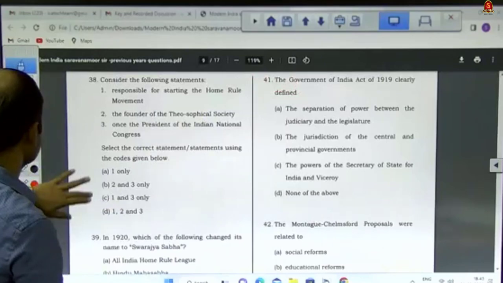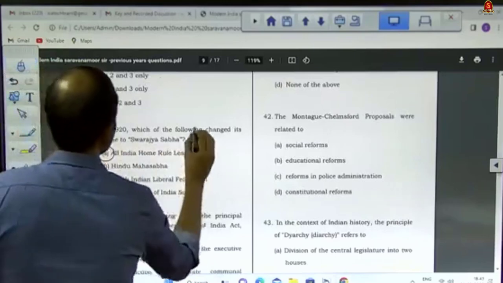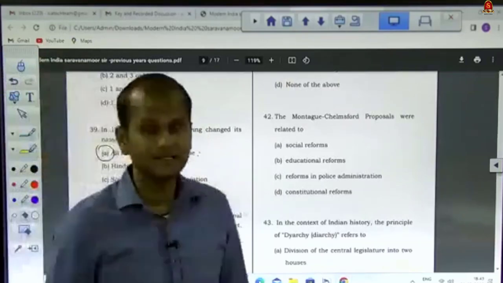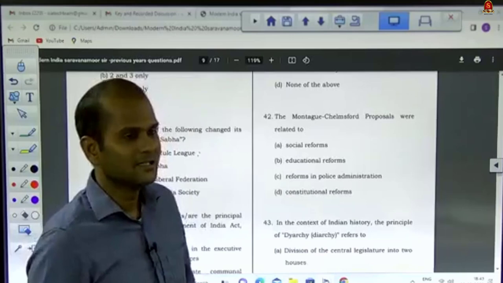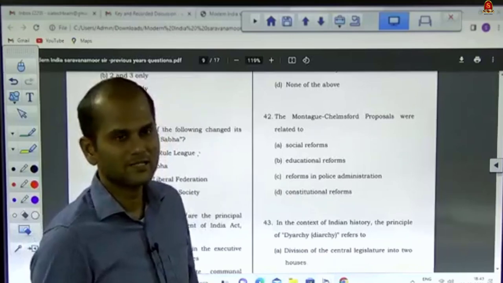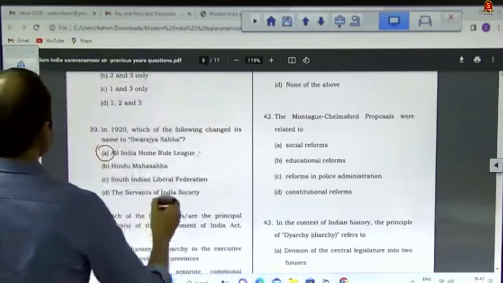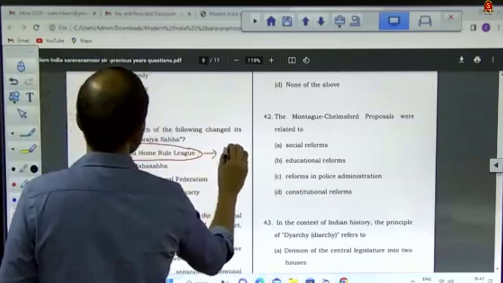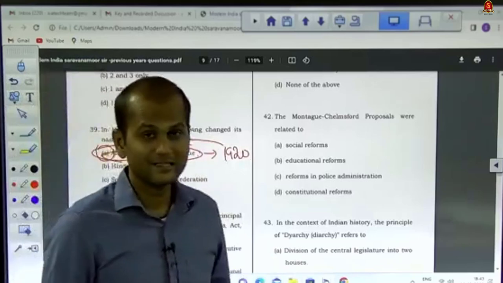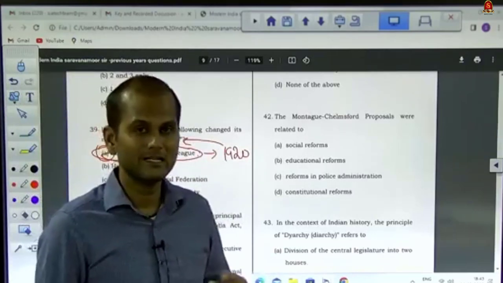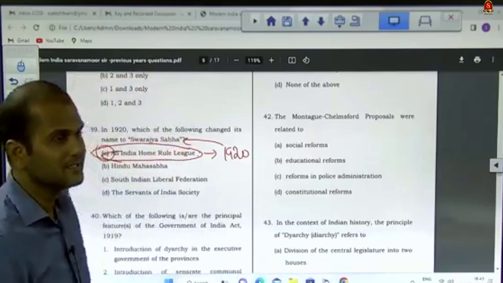Next, come to 39. In 1920, which of the following changed its name to Swaraj Sabha? All India Home Rule. That's a beauty. When All India Home Rule was started by Annie Besant, Gandhi didn't actually participate. But later, when Rowlatt Satyagraha was started, Gandhiji highly utilized the All India Home Rule movement activities and included them into the Rowlatt. And later, Gandhi himself became the president of All India Home Rule. After that, in 1920, he changed it into Swaraj Sabha. Initially, he didn't participate, but later he actively used its volunteers in Rowlatt Satyagraha, later himself became president of the league, later changed the name.